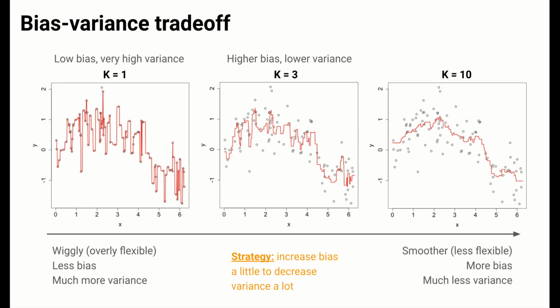A dominant strategy that is extremely common in different machine learning methods is to purposefully decrease flexibility to increase bias but substantially reduce variance. This is purposeful thinking about the bias-variance trade-off in order to decrease test error overall and prevent overfitting. We'll come to see this trade-off in action across all of the methods that we explore.